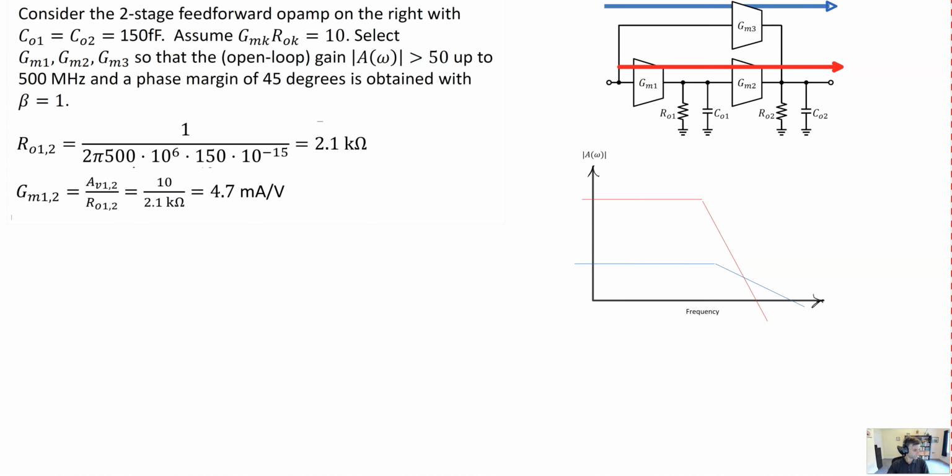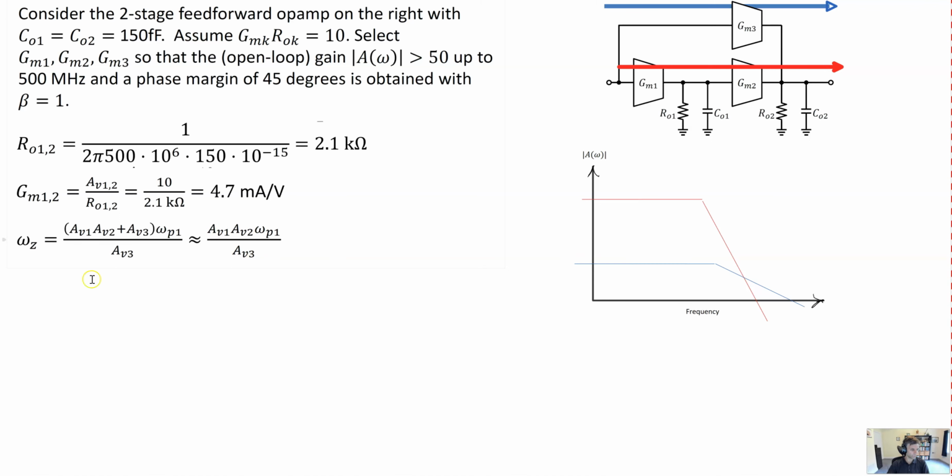So if we use this expression here for the location of the zero as a function of the gains of each of the stages, we see that we can relate the zero frequency to the gains and to the pole frequency. The pole frequencies through the red path are both located at 500 megahertz. We know that the DC gain AV1 times AV2 is equal to 100.